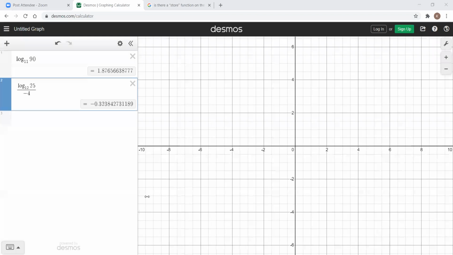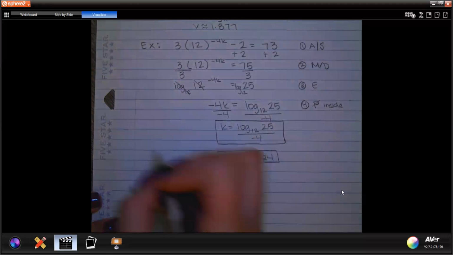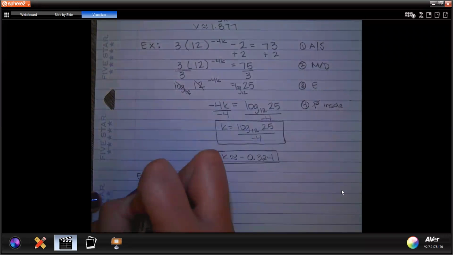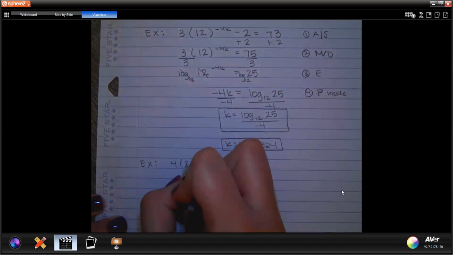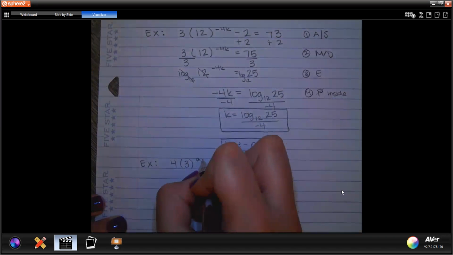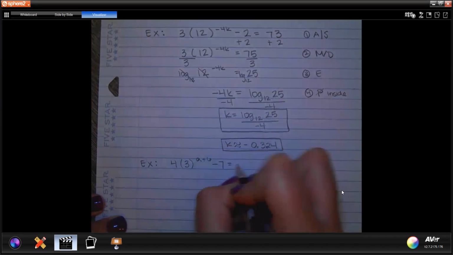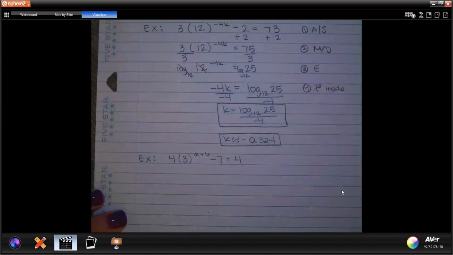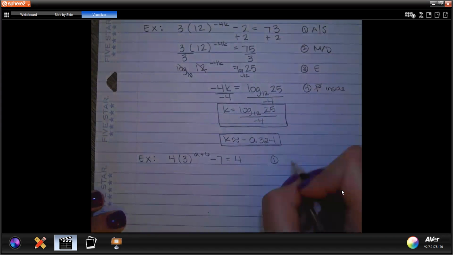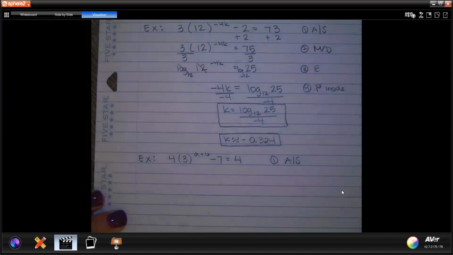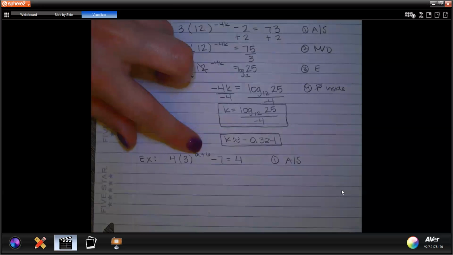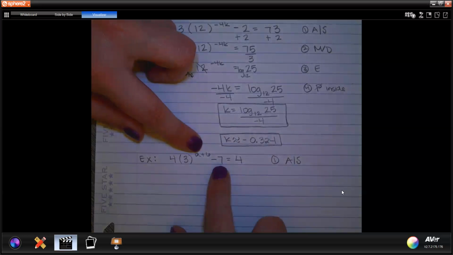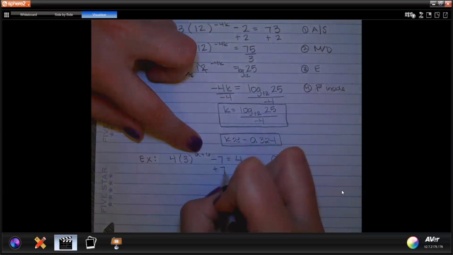Okay, let's try one more. All right, 4 times 3 to the a plus 6 minus 7 equals 4. Okay. First thing, what can we easily add or subtract to get it away from the variables? The variable's right here. What can we easily add or subtract? I've got a 7 that's subtracted on the end. I'm going to go ahead and add that over.